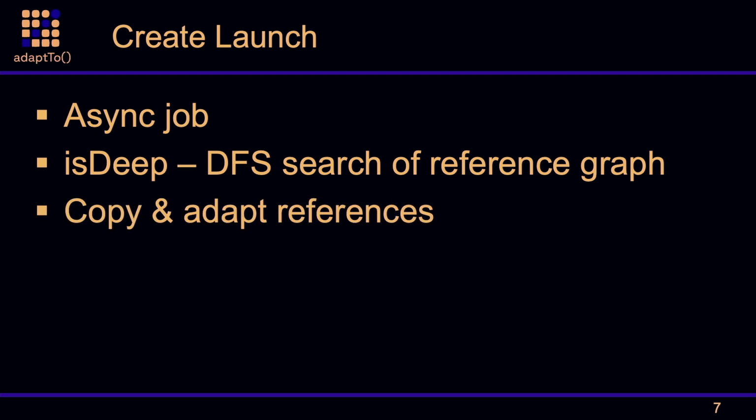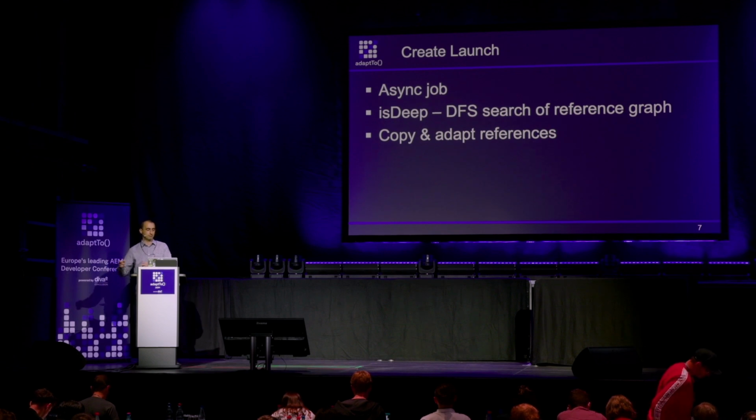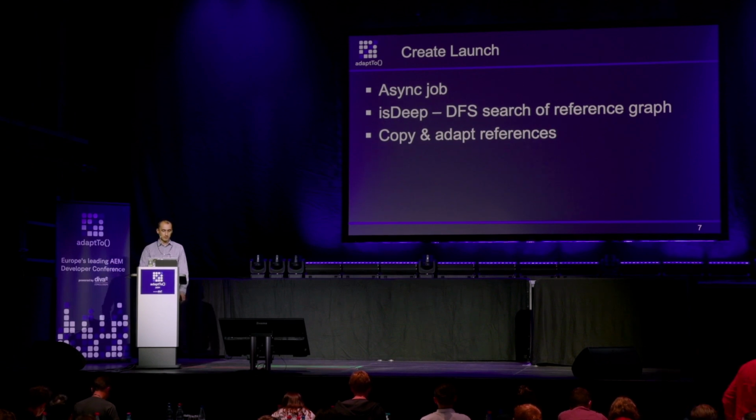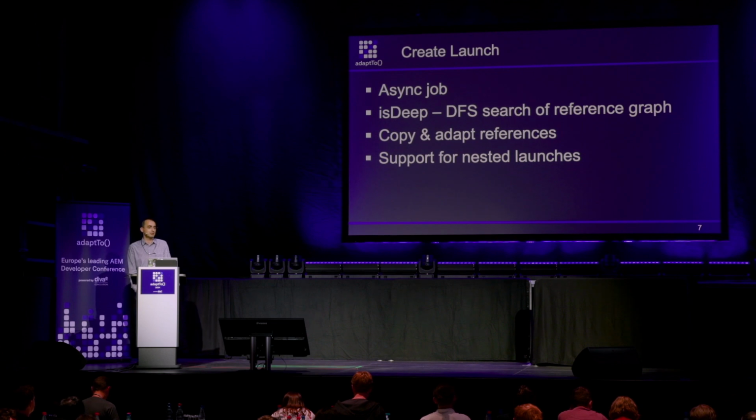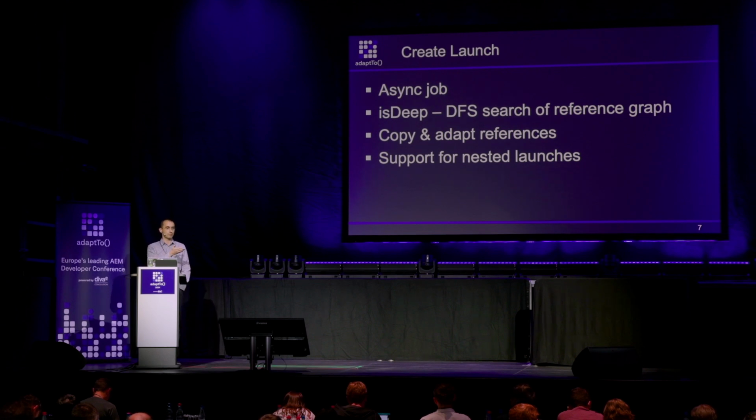And during the copy, we're also adapting the references so that they point inside the launch. All the references for this graph point to fragments, again, from the same launch. And it supports nested launches, but in a bit different way than you would have with pages. In pages, nested launches would sit within the launch itself. Now, with content fragments, we're going to create a separate launch, which sits in a different location, but its sources are referencing stuff from the original launch.